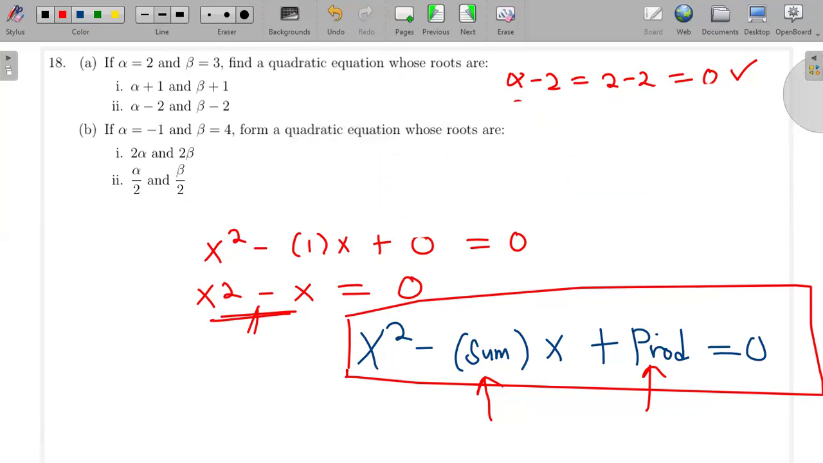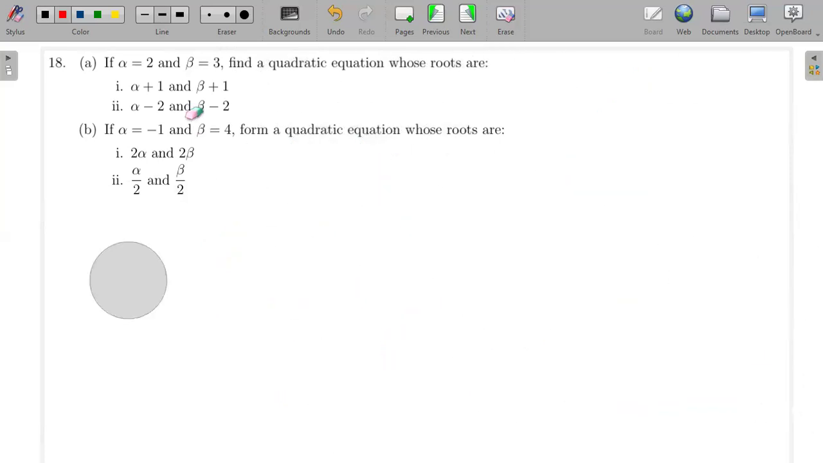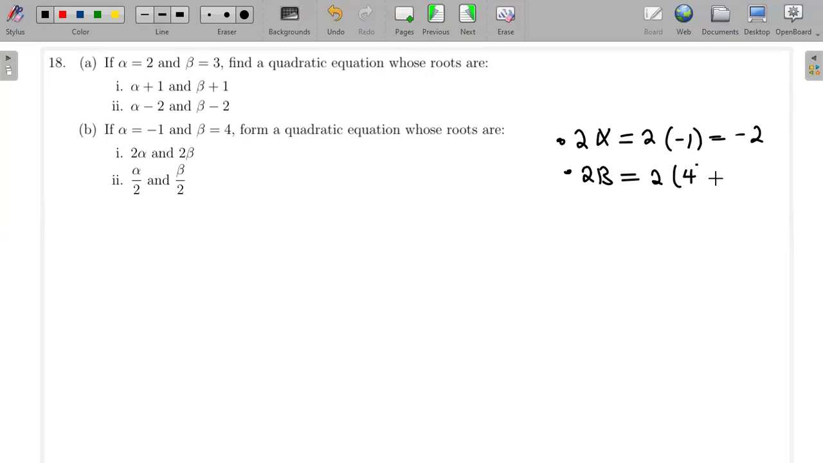Right, let's look at the other ones from part B. They're saying if alpha is minus 1 and beta is 4, form a quadratic equation whose roots are 2 alpha and 2 beta. So again, I'm going to say 2 alpha is equal to 2 times alpha, which has been given as minus 1. So this will just be minus 2. And then I have 2 beta, which is equal to 2 times beta, and beta is 4. So I have 8 there.